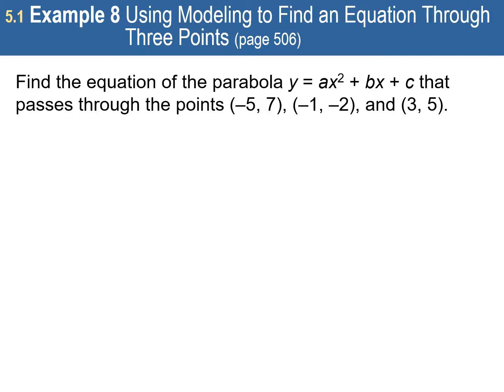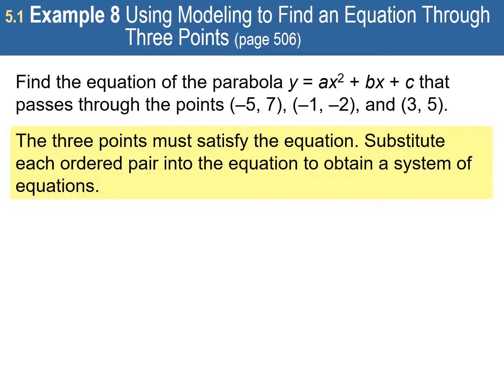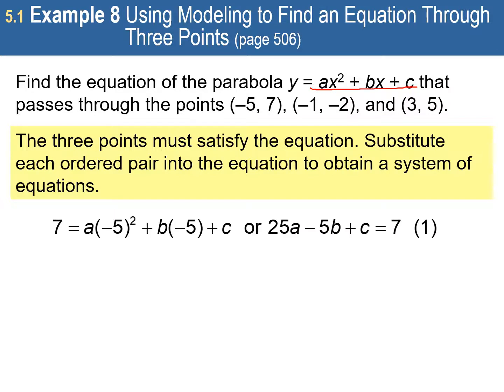So let's find the equation of a parabola, ax squared plus bx plus c, that passes through the 3 points (negative 5, 7), (negative 1, negative 2), and (3, 5). So the 3 points have to satisfy the equation. So we're going to substitute each ordered pair into the quadratic to get a system of equations.